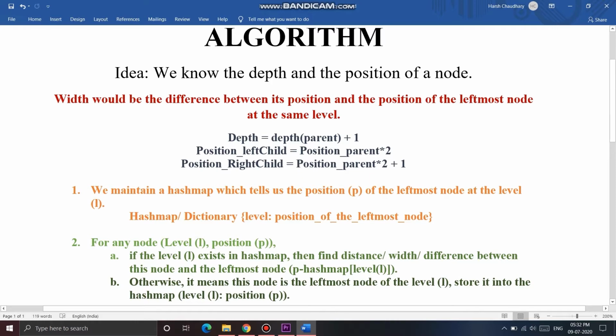So first we will know the depth and the position of a node like this. After that, we maintain a hash map which tells us the position P of the leftmost node at the level L. After that, whenever we see a node, we perform lookup into the hash map to know the position of the leftmost node at the same level. If we find any such node, then we calculate the difference between position of these two nodes. If we do not find that level L in the hash map, it means we are visiting this level for the first time, and this node is the leftmost node of this level itself. So we update our hash map. Just read out this algorithm and you will know what I mean.